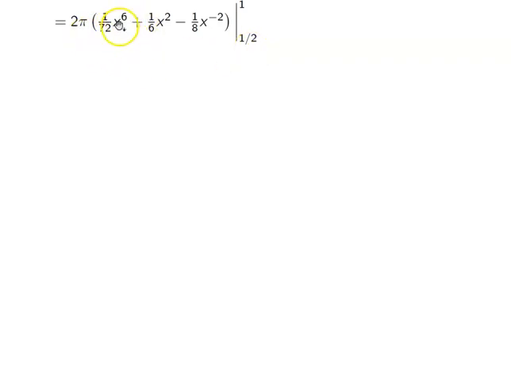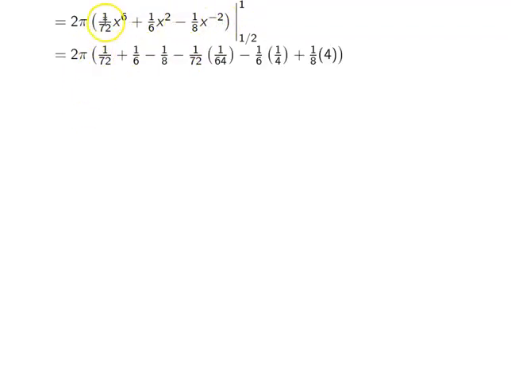The way that this works is we can do it inlaid with each other, but it'll actually be easier just to do one at a time. So the next thing here is 1 to any power is always 1. So the first half is just the exact same thing, 1/72, 1/6, and -1/8.